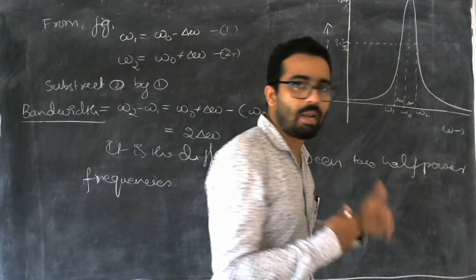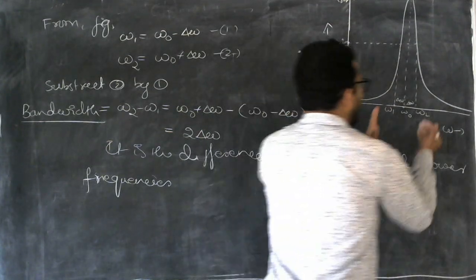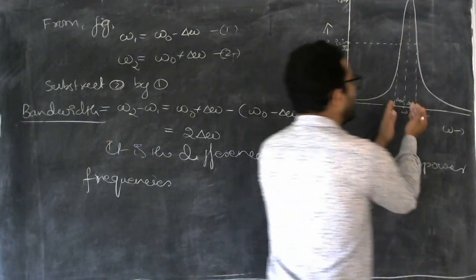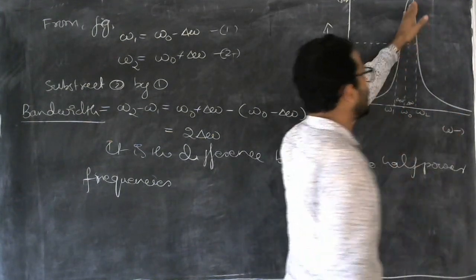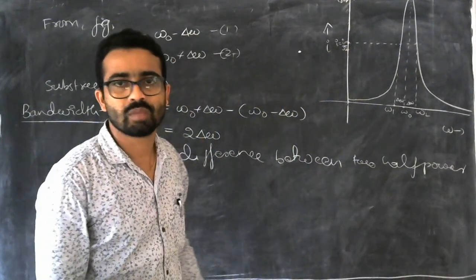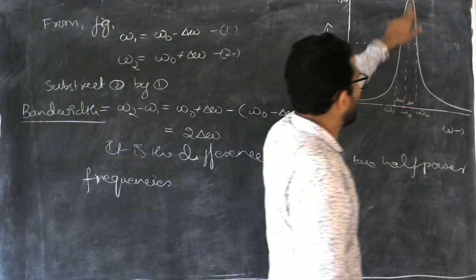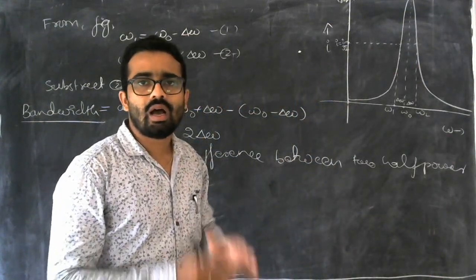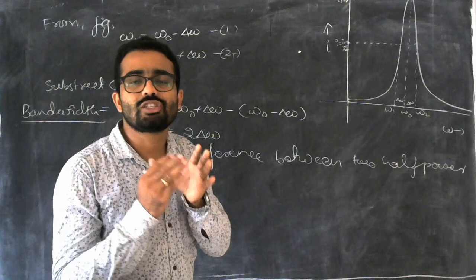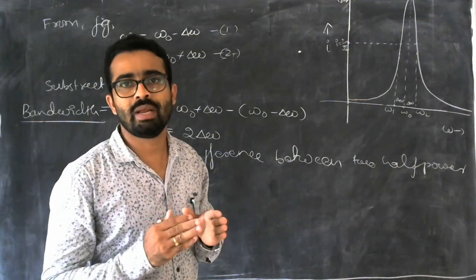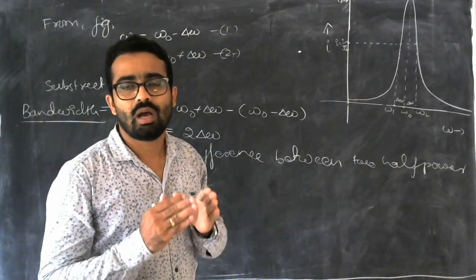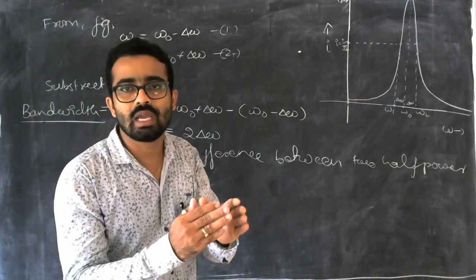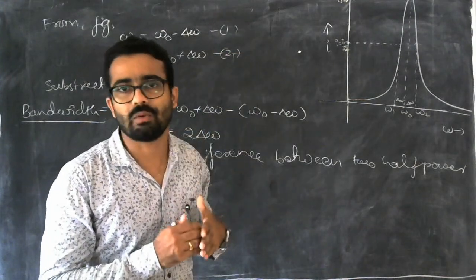Again I am repeating this concept. If the bandwidth is very less, the curve is more sharp. If the bandwidth is increased, then the curve is less sharp. If the curve is less sharp, then the resonance condition is not so clear, because resonance means there should be one particular frequency, and at that frequency, current should reach its maximum value.